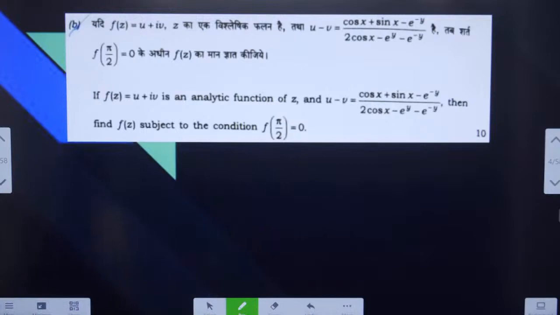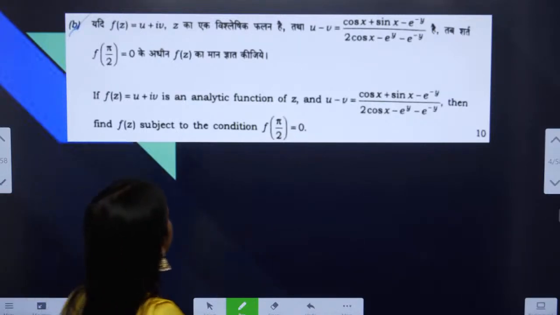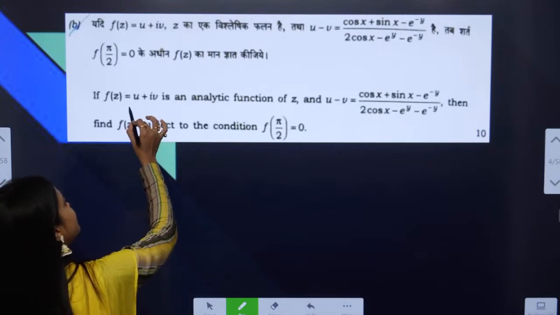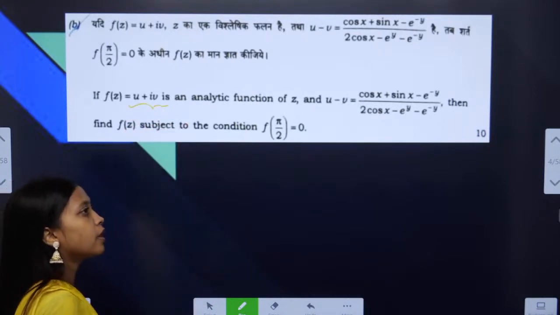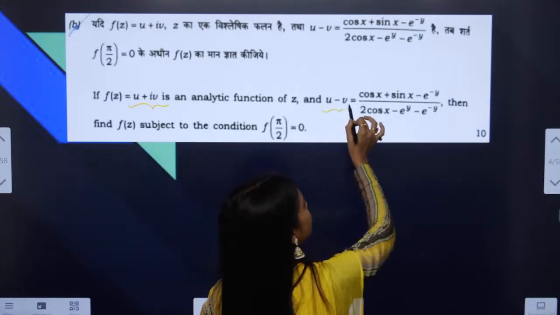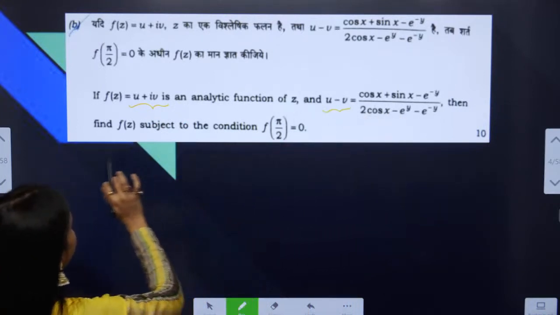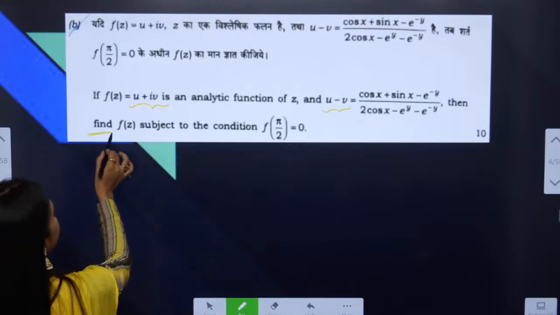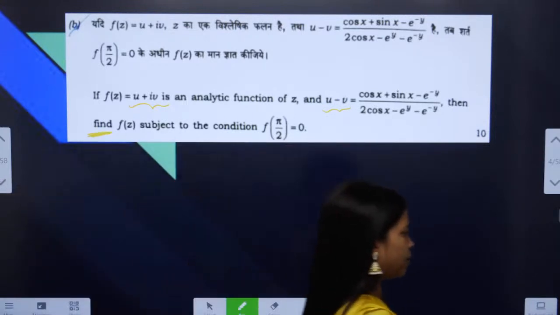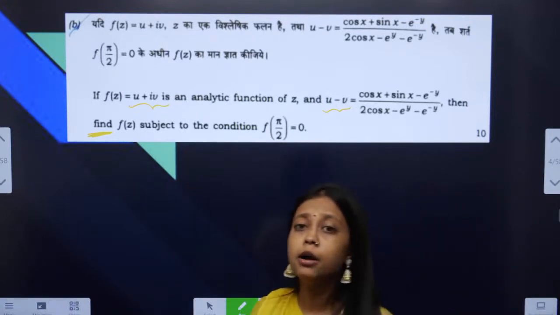Now, part B was: if f of z equals u plus iota v is an analytic function of z, and u minus v is given, then find f of z subject to the condition f of pi by 2 equals 0. You can use that f of pi by 2 equals 0, there is no problem in that. But how to make that?